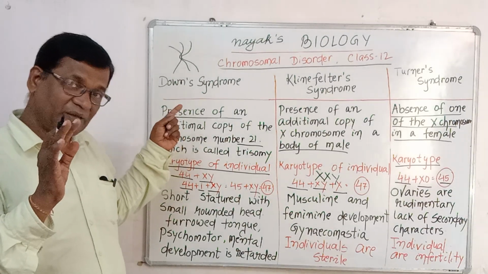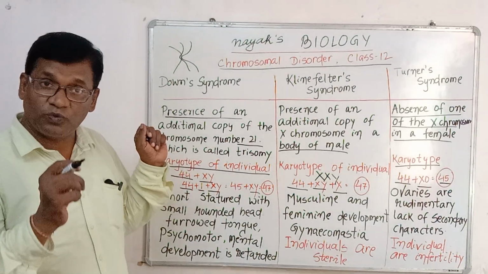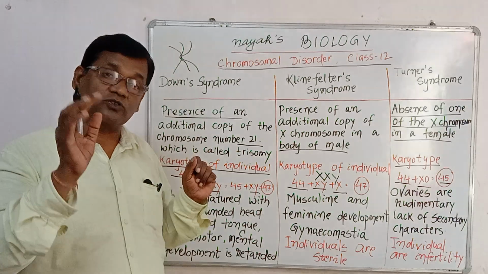Why does this develop in Down syndrome? Because of the trisomy condition. Why trisomy? Because there is one more autosome chromosome in the 21st chromosome.